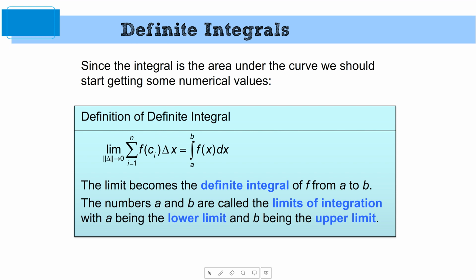It is an antiderivative of f of x from a to b. In other words, what's the area under the curve from a to b? A is our starting point, b is our ending point. And those are called limits of integration. The bottom one is the lower limit, your starting value. B is your upper limit, which is the ending value.